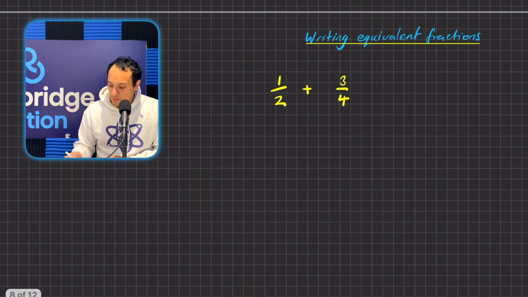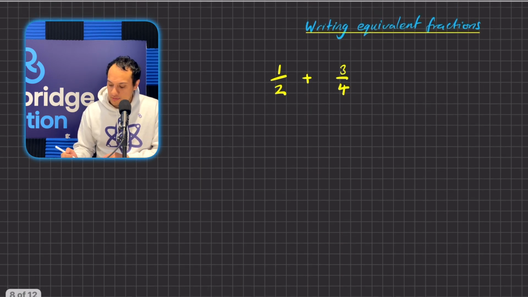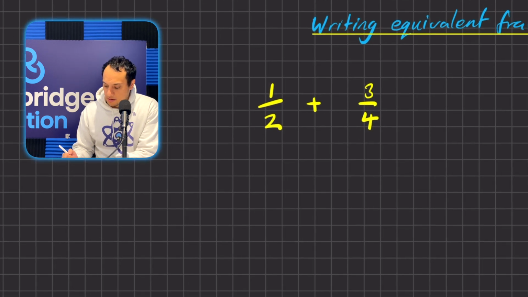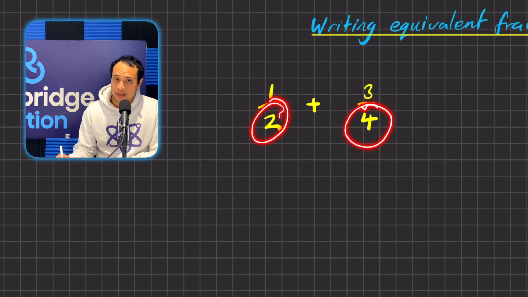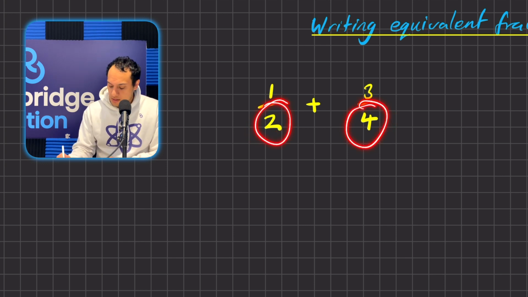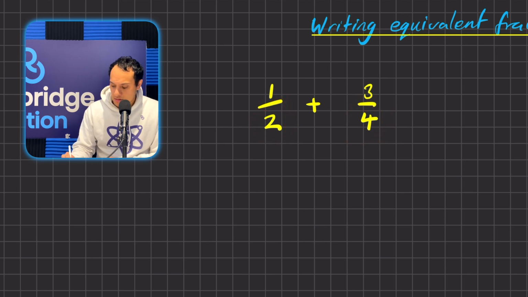Okay, so when you're writing equivalent fractions, we want to make the denominators match, so the bottoms of the fraction. That's our first step. So we need to find a denominator that works. The way that we do that is we find the lowest common multiple. Now notice it's not the highest common factor. The lowest common multiple, which I often call the LCM. So if you ever see LCM, it's talking about the lowest common multiple.